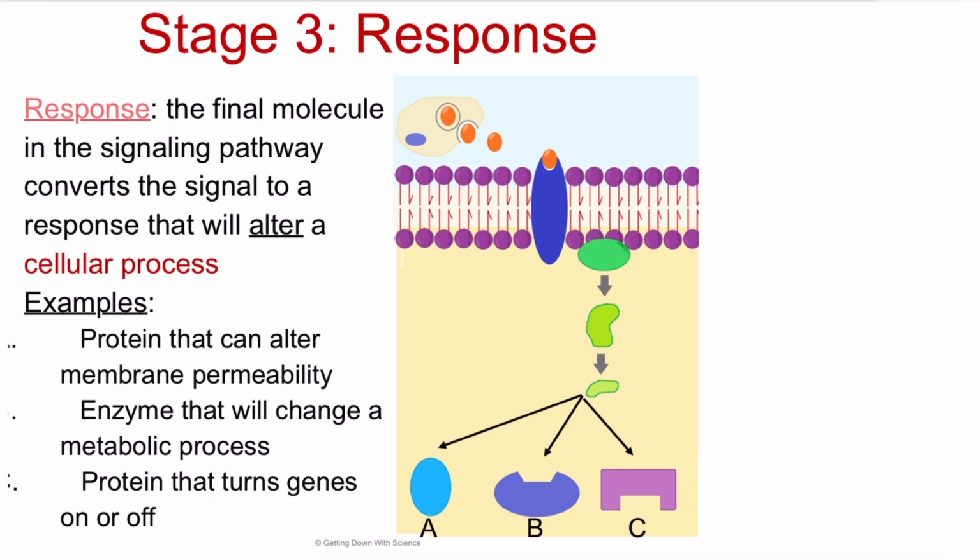It could be making an enzyme that's going to change a metabolic process. So that could be breaking down lactose. It could be breaking down blood sugar, things along that line. And it could also be a protein that turns genes on or off. So it could be where I need more of a particular protein, so I need to turn those genes on. Or I have too much of that protein, so I need to turn those genes off. So these are some pretty good examples that you should have an idea about, that these are common responses that you could encounter in your answers.